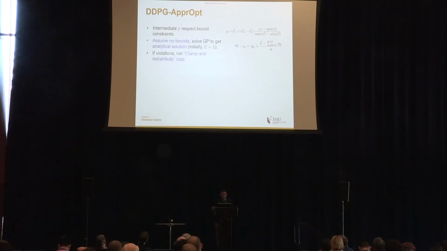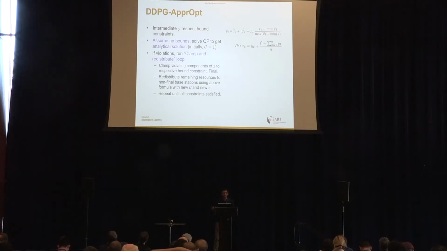When that happens, we can run the clamp and redistribute loop. We clamp those components of Z which are violating the bound constraints to the respective bound, and that would be the final value for those components. Then there are some remaining components. We redistribute the remaining resources to those non-final base stations using the same formula. Then we repeat until our vector Z satisfies all the constraints. We show in the paper that this procedure is guaranteed to terminate with a feasible solution. So here is an animated example.